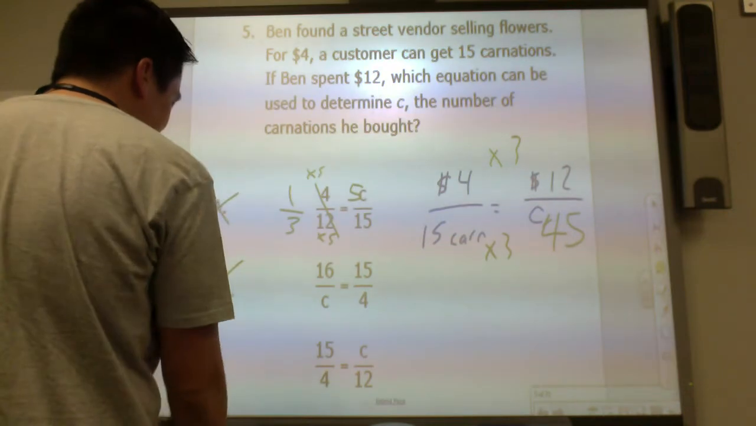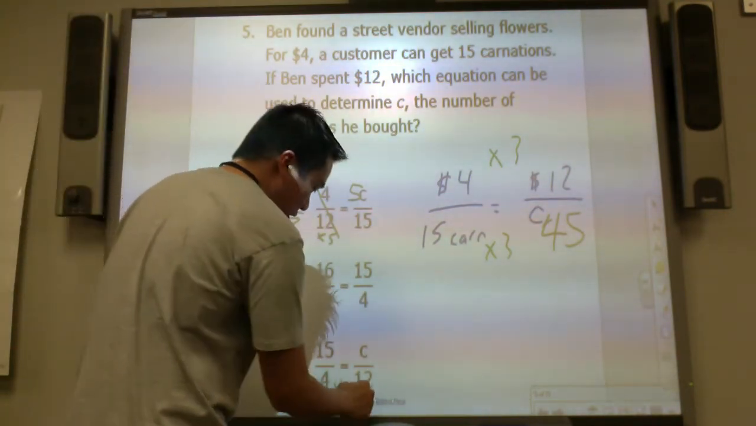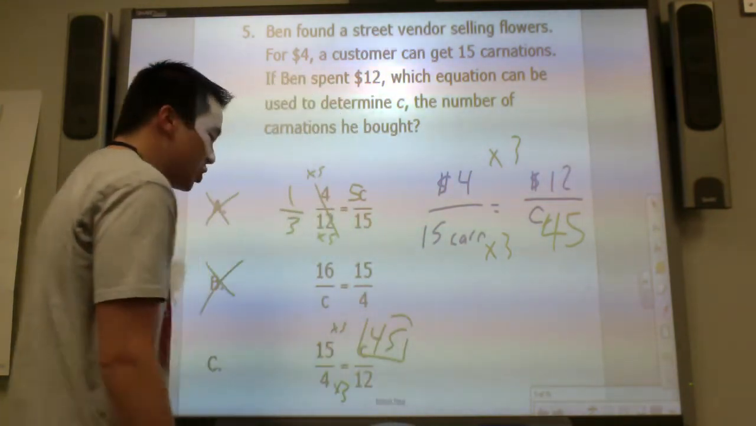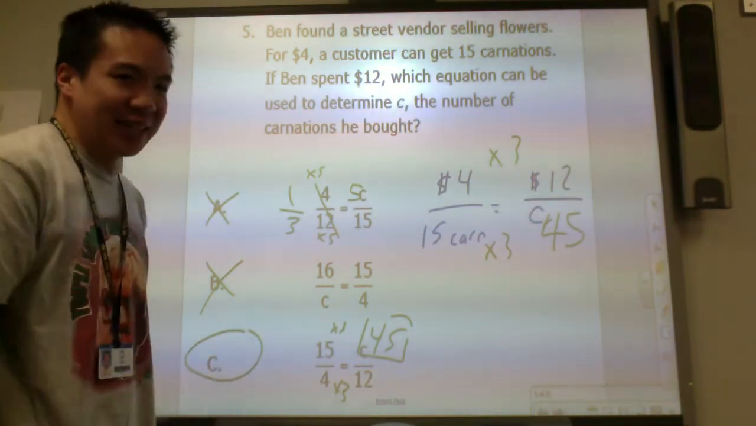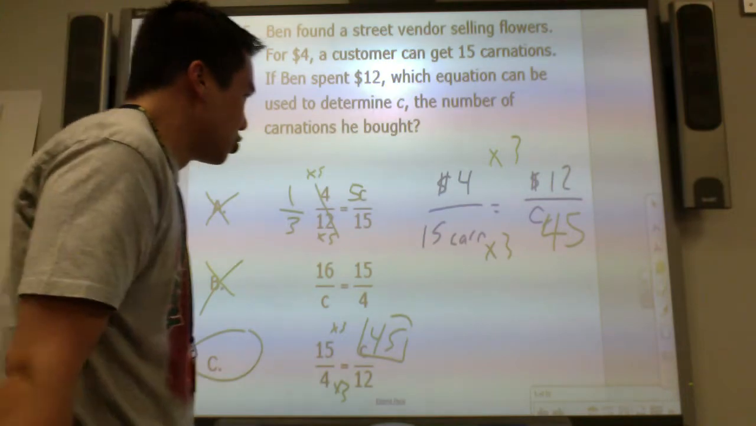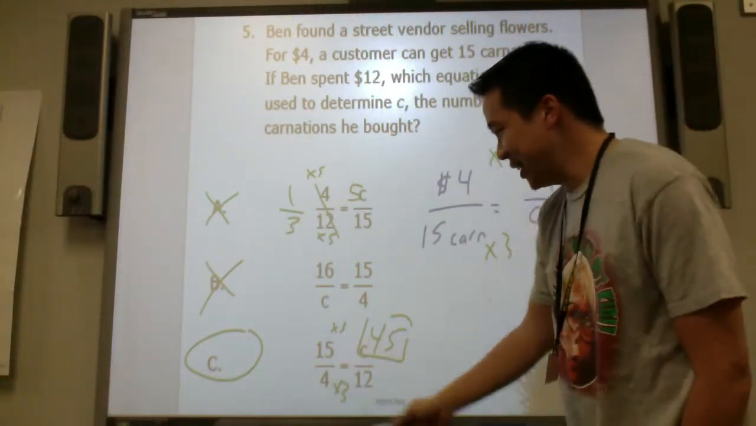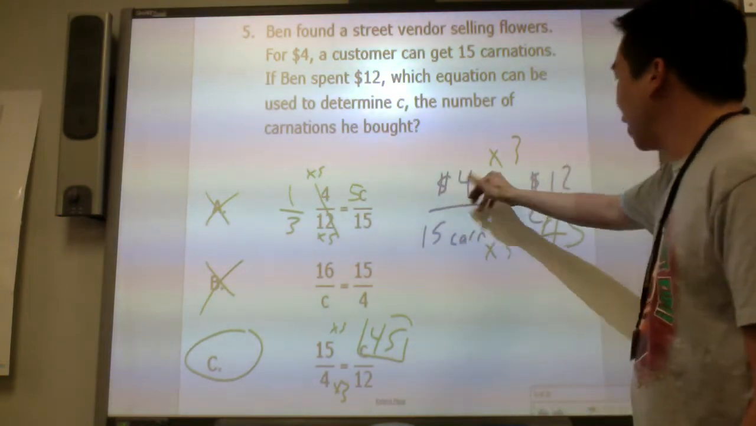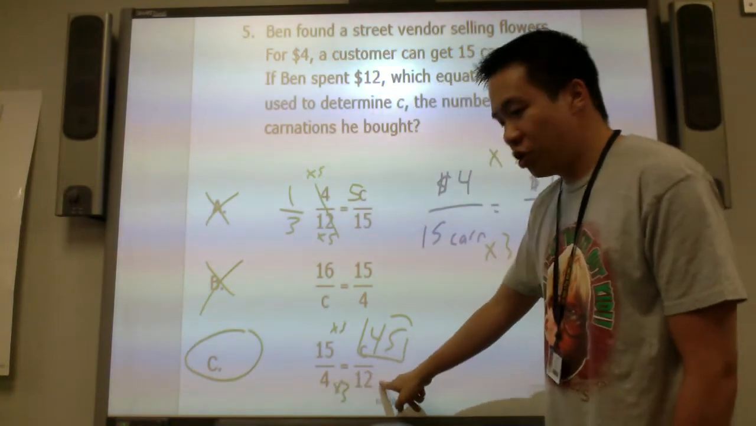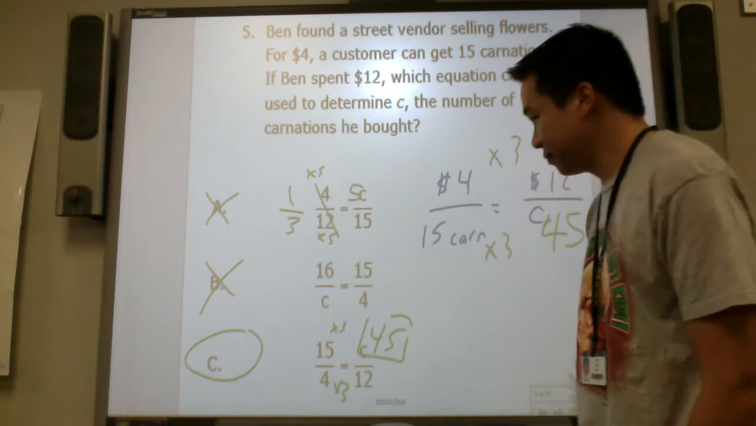So question C. Can $4 be built up to $12? It's by 3. So it's 45. C is the answer. Sorry about that announcement. But C is the answer. So again, which one built up by 3 to get 45 carnations? C does it. What they did is they wrote it upside down. They wrote it as an improper fraction. So $4 to $12, you build up by 3. 15 carnations times 3 is 45.